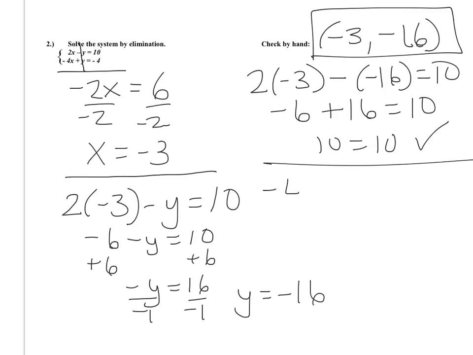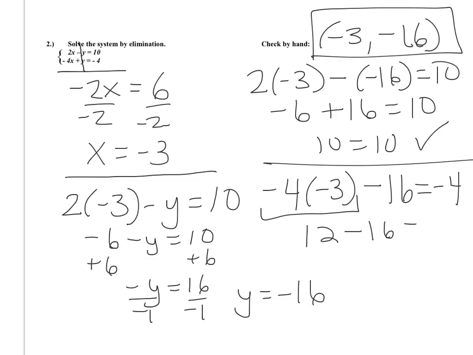So I'm going to do -4 times -3, because that's your x value, plus -16. I'm just going to write -16, because plus a negative is just minus, equals -4. And then I'm going to do -4 times -3 is positive 12. Positive 12 minus 16 equals -4. That's a true statement. -4 is equal to -4. So the check works out. All right, let's try the next one.